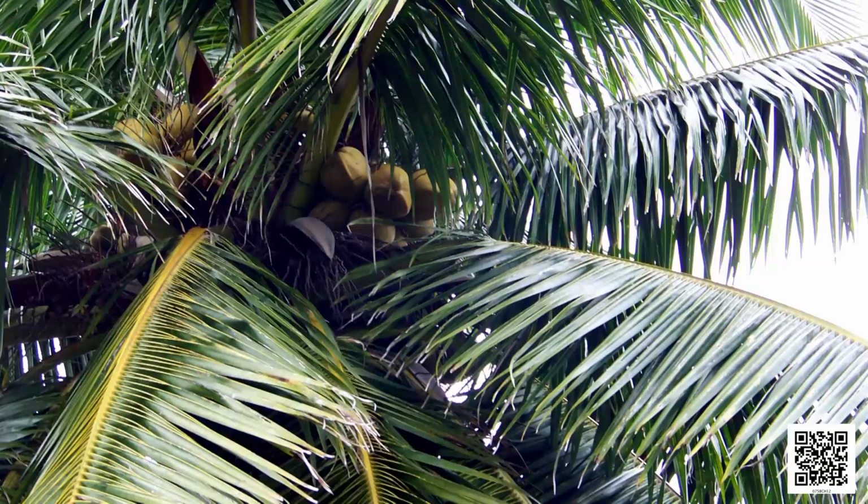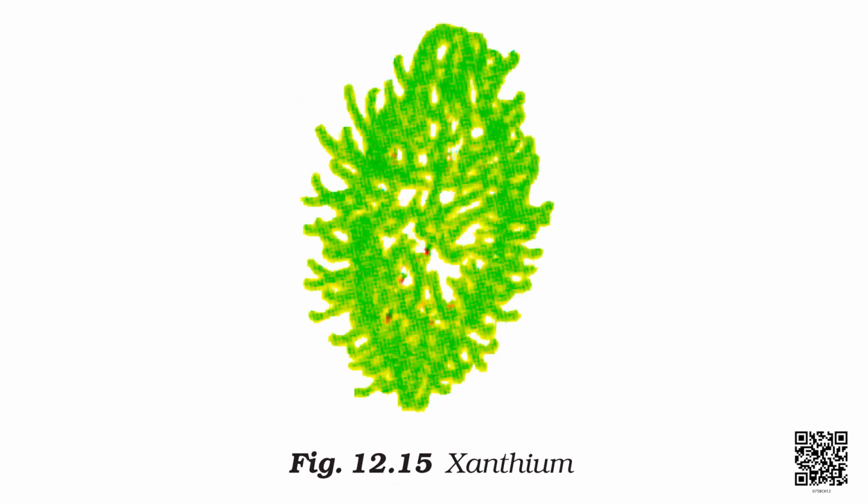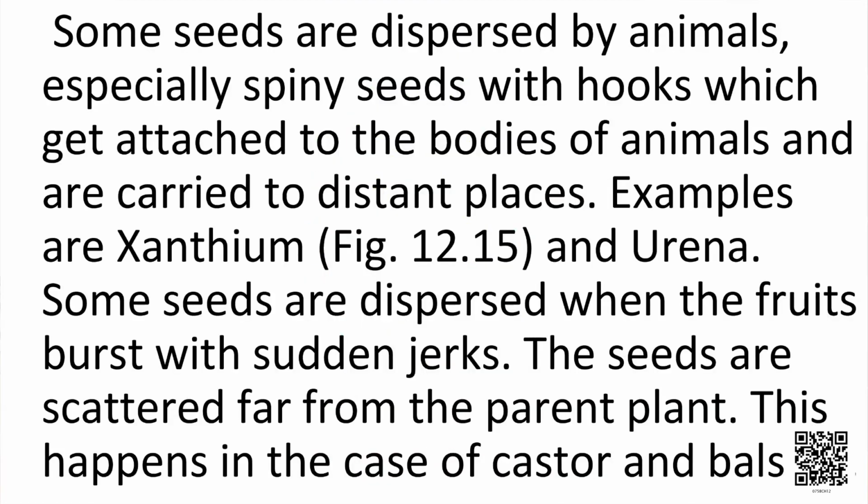as in coconut. Some seeds are dispersed by animals, especially spiny seeds with hooks which get attached to the bodies of animals and are carried to distant places. Examples are xanthium and urena. Now, some seeds are dispersed when the fruits burst with sudden jerks. The seeds are scattered far from the parent plant. This happens in the case of castor and balsam.